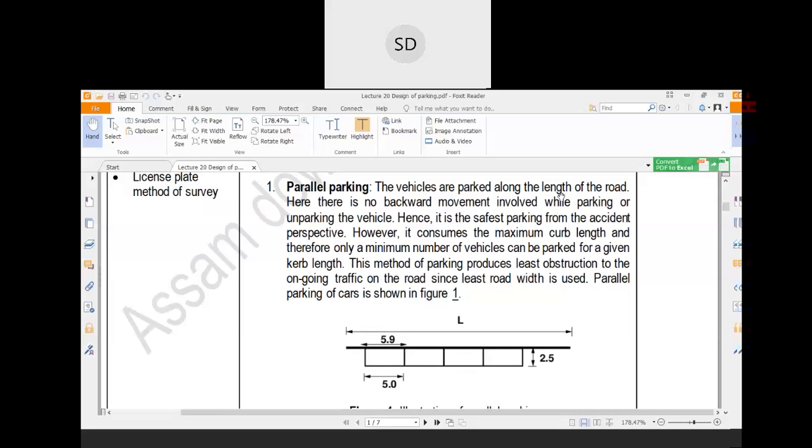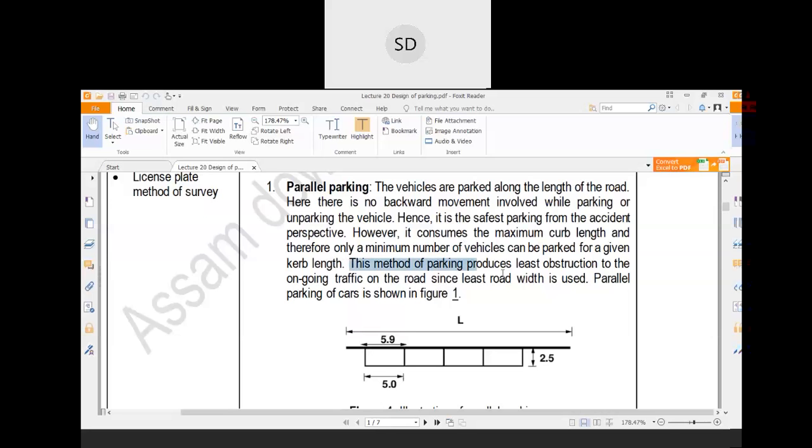Now, the vehicles are parked along the length of the road. Here, there is no backward movement involved while parking or unparking the vehicle. So whenever you try to park or unpark your vehicle, there is no backward movement. Therefore, it will reduce the risk. However, it consumes the maximum curb length. It consumes a maximum curb length, meaning maximum footpath length or maximum length provided for the parking facility, and therefore only a minimum number of vehicles can be parked for a given curb length.